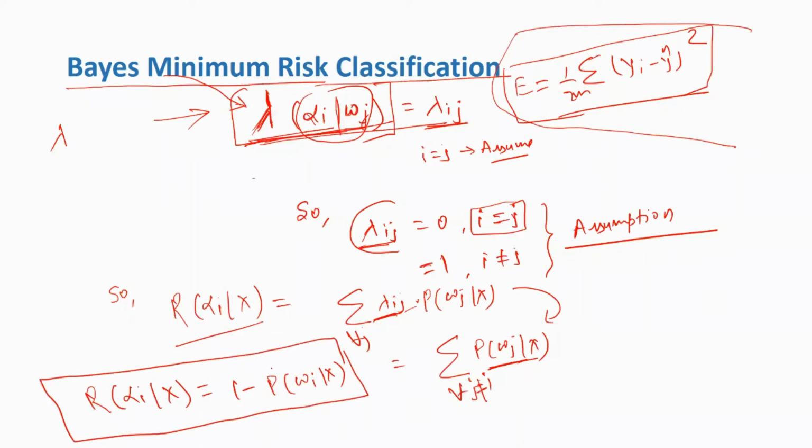So from here we can say that the risk involved, which is given by R(alpha_i given x), will be minimum when this probability of omega_i given x will be maximum. So this should be 1 minus summation of all i, right? Yeah, correct. You can do that. Summation only, yeah, for all i. That's fine.